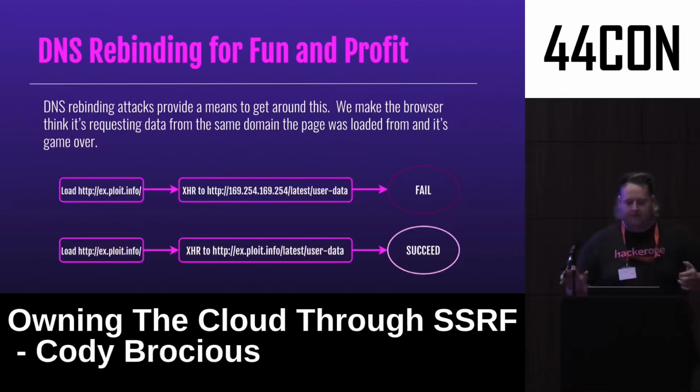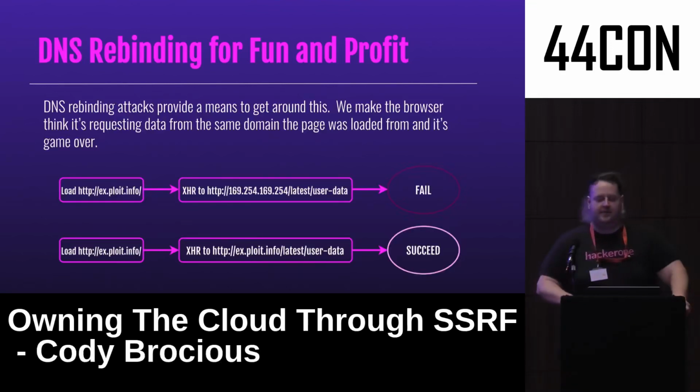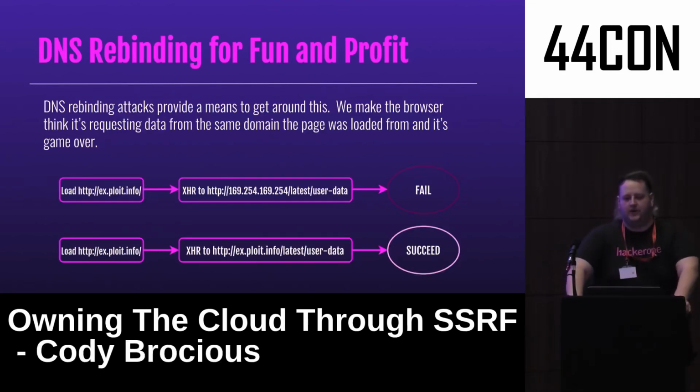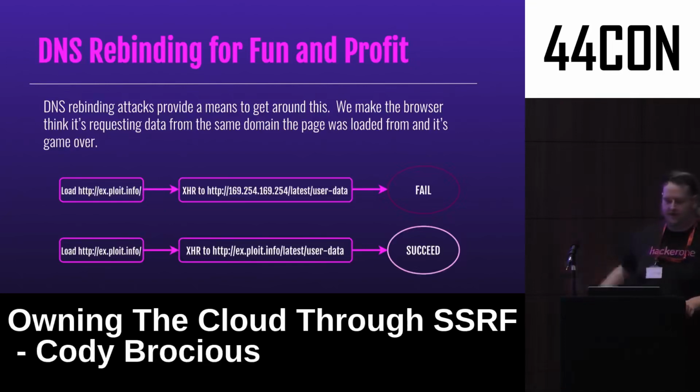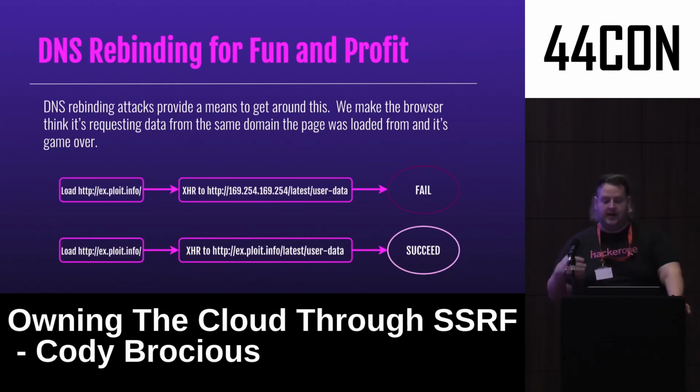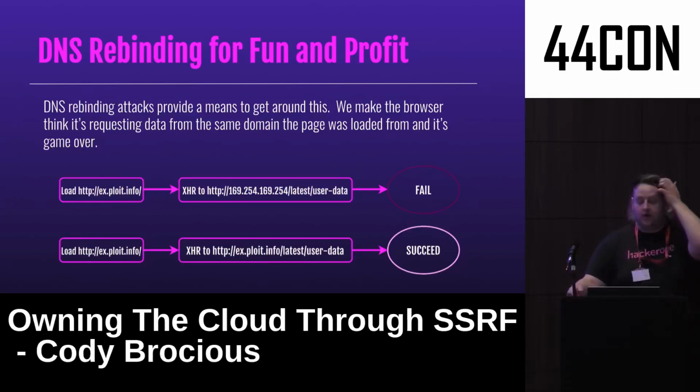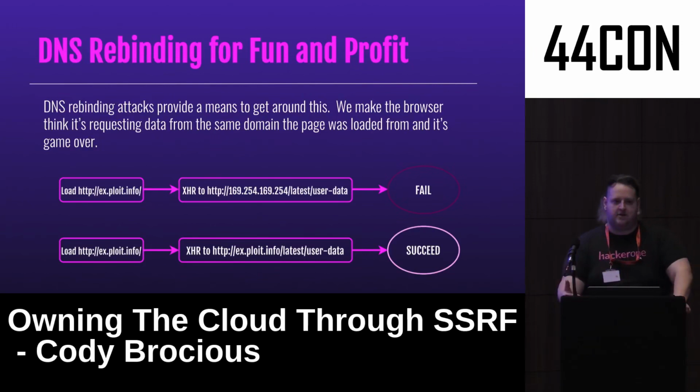So same origin policy, like I talked about before, makes things really difficult when you're actually trying to fetch some random host. If you're on exploit.info and you try to make an XML HTTP request from JavaScript to 169.254, et cetera, it's going to fail. The browser is going to say, no, you don't have permission to do this. This is not a thing that you're allowed to do.